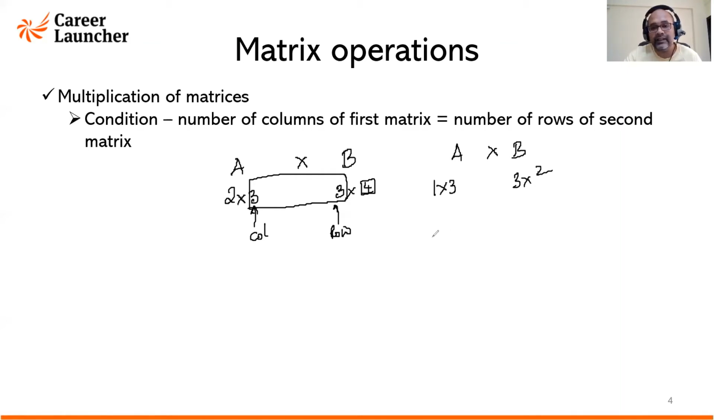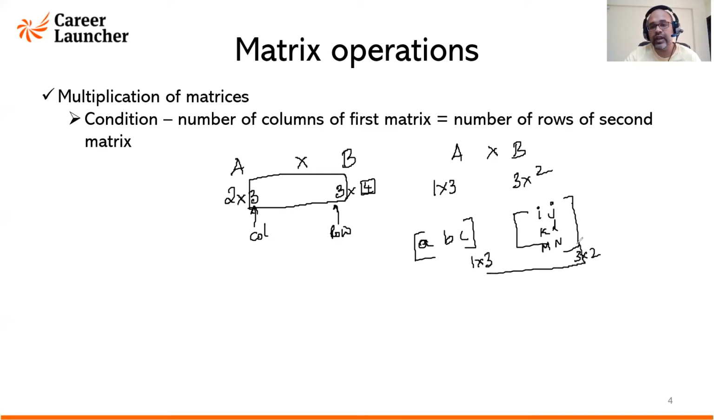So 1 by 3 is like this: 1 row, 3 columns. So you have A, B, C like this. And a 3 by 2 matrix is I, J, K, L and M, N. This is 3 by 2, 3 rows, 2 columns. And this is 1 row, 3 columns. These two can be multiplied.